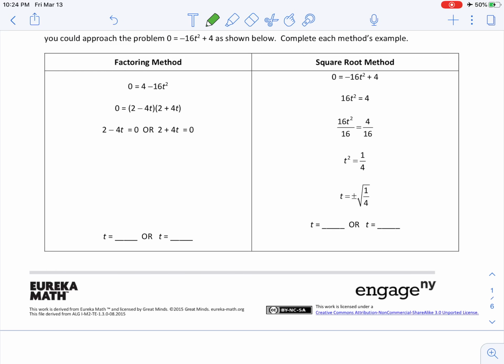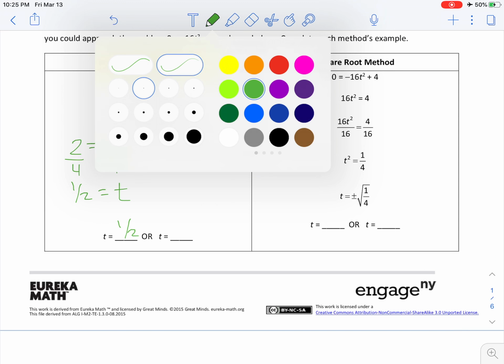Now you could factor it, and that's this form over here on the left-hand side. This is the factoring method. So you would factor it. Interesting how they didn't take out the GCF first, but they would factor it. So let's solve that. I would add the 4t to the other side and get 2 equals 4t. Divide by 4, and I get 1/2 is equal to t. So one of my answers is going to be 1/2.